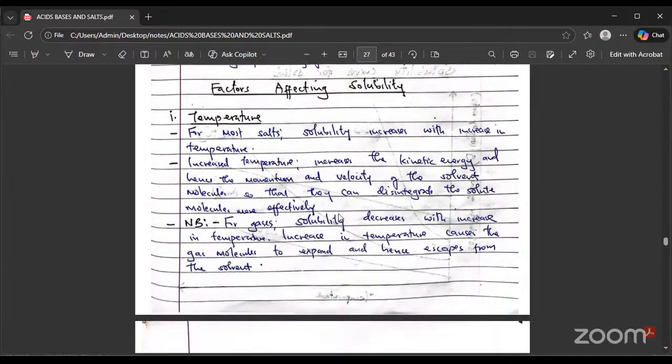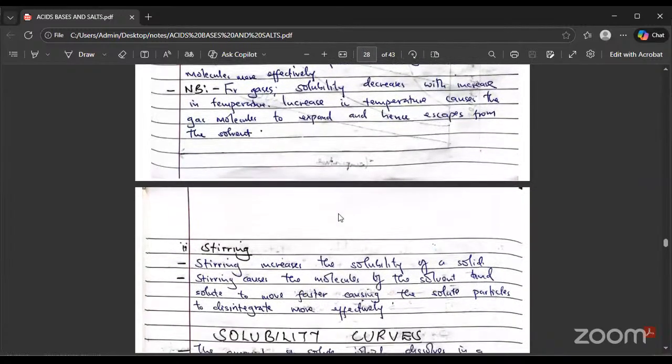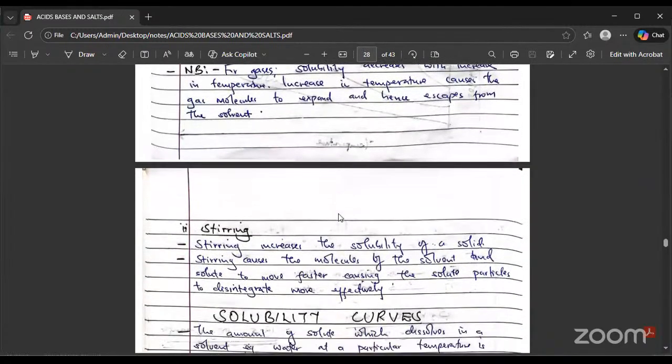So temperature affects most salts, which are solids. For solids, increasing temperature increases solubility. For gases, the opposite, because of the already distant molecules of gases, which are far more apart than those in solids and liquids. Number 2 factor is stirring. In solids, it normally increases solubility because of stirring, which everybody has done.